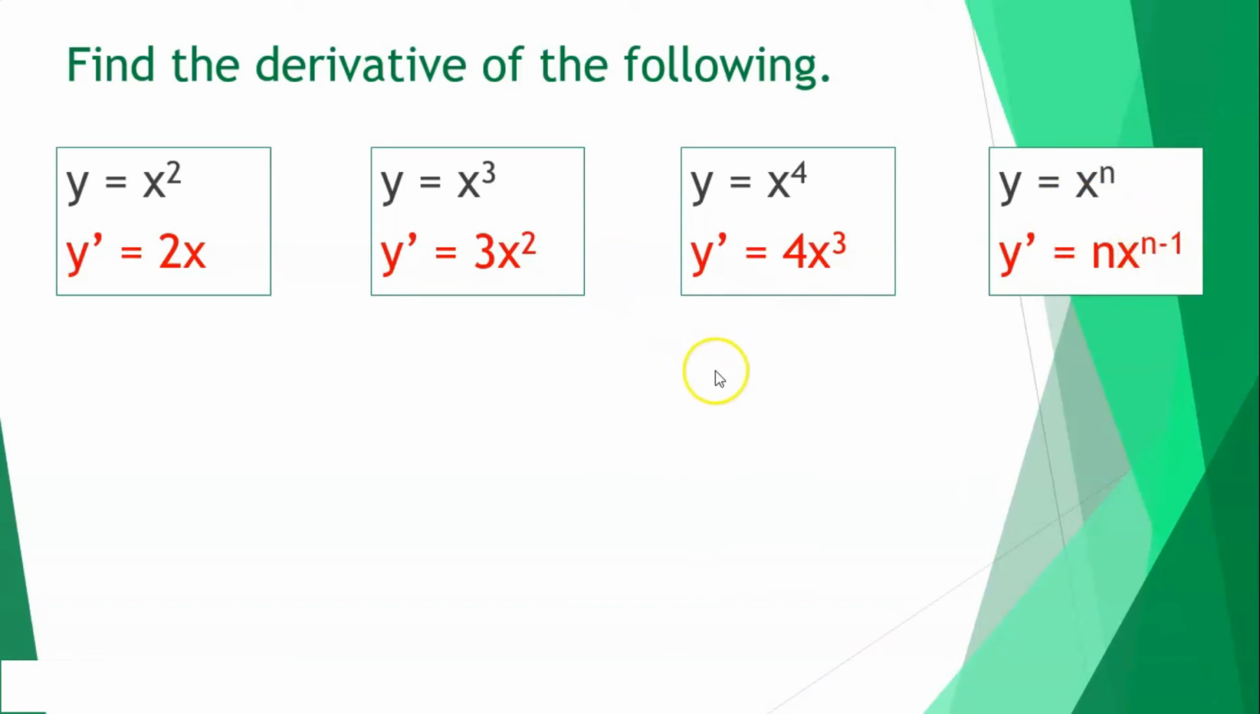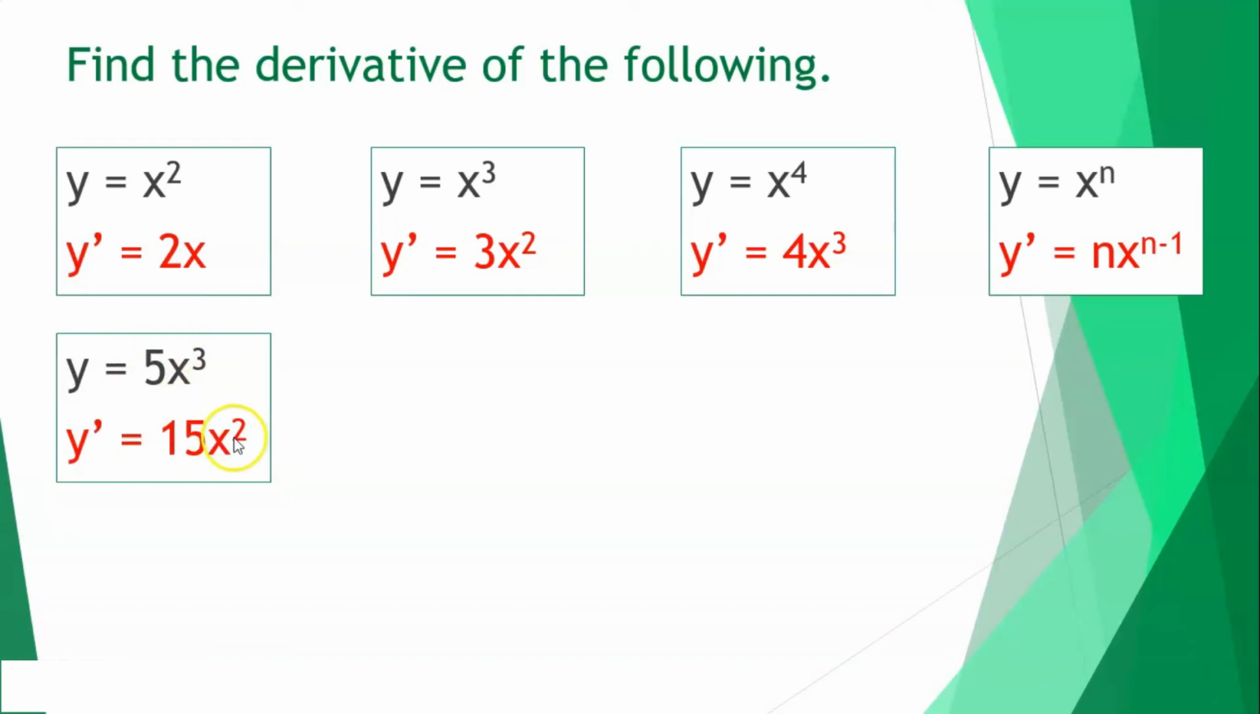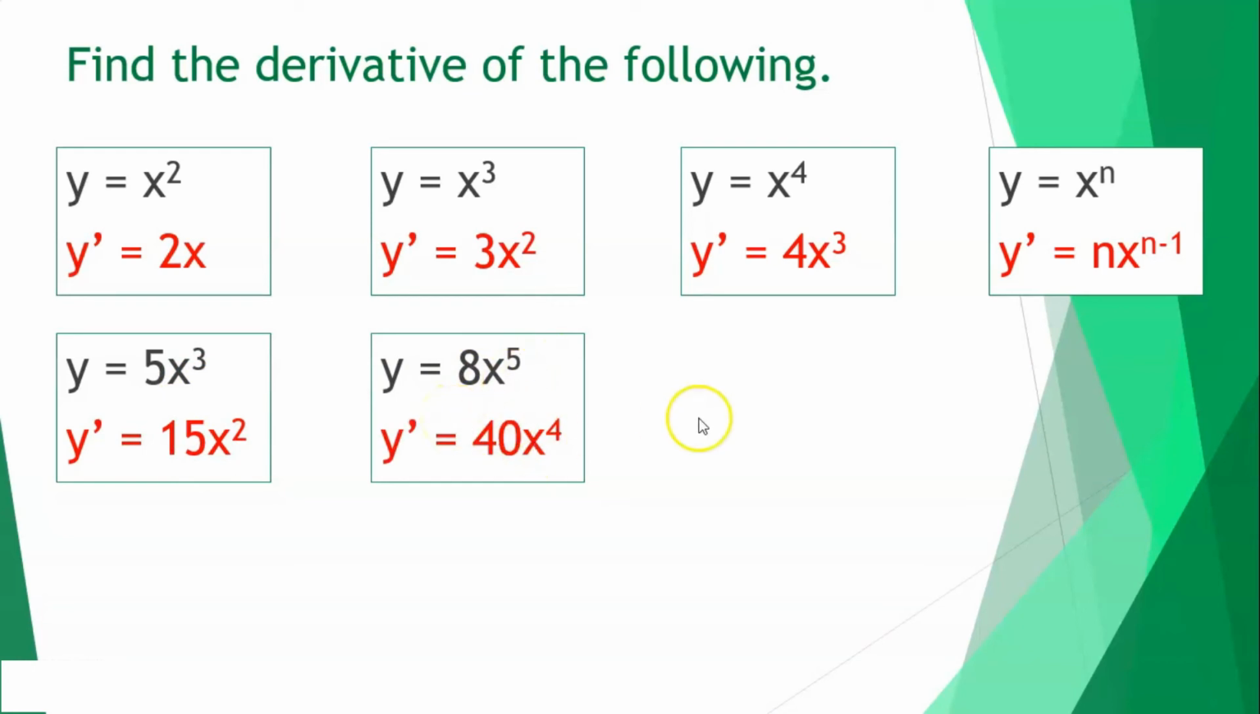So when you get the derivative of a function, it is simply multiplying the exponent by the coefficient, then subtracting 1 from the exponent. Again, it's multiply, then minus 1. Okay, let's have another example. If we're given 5x cubed, that would be 5 times 3, that's 15, and 3 minus 1 gives x squared. Another, if you're given 8x to the 5th, that would mean 40x to the 4th.